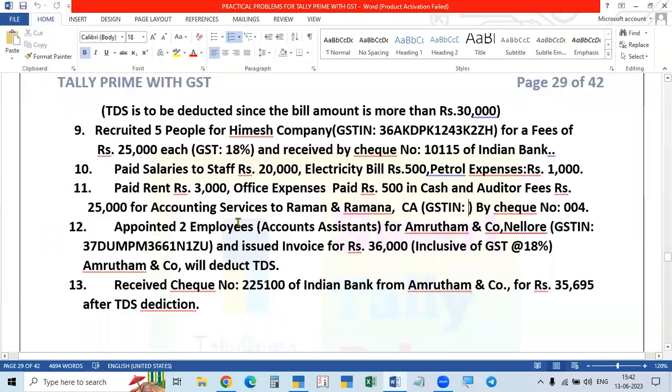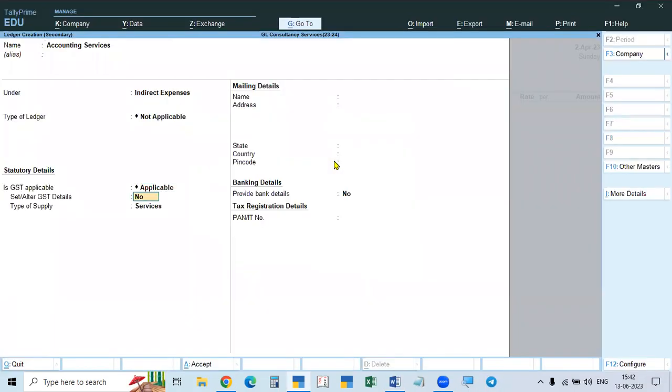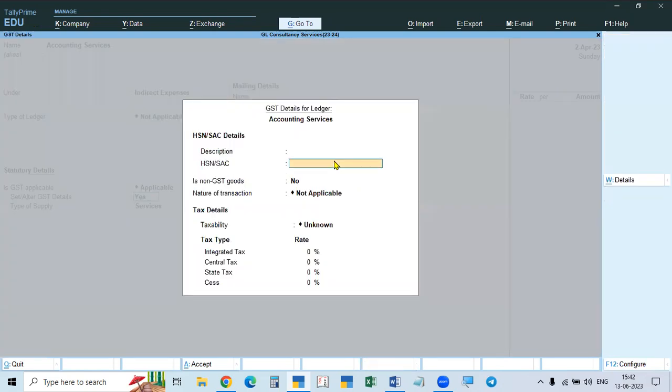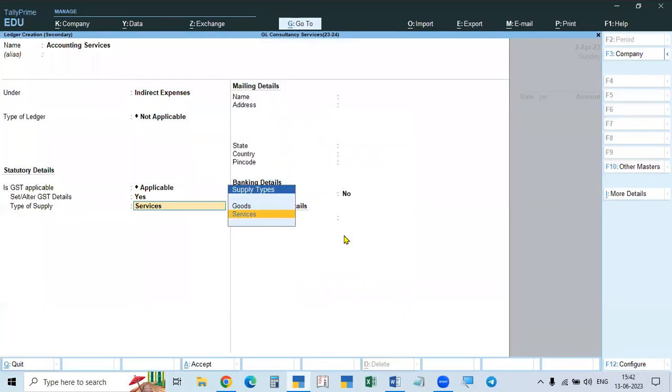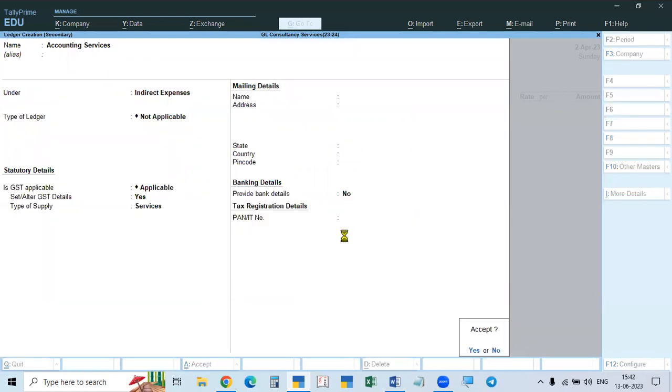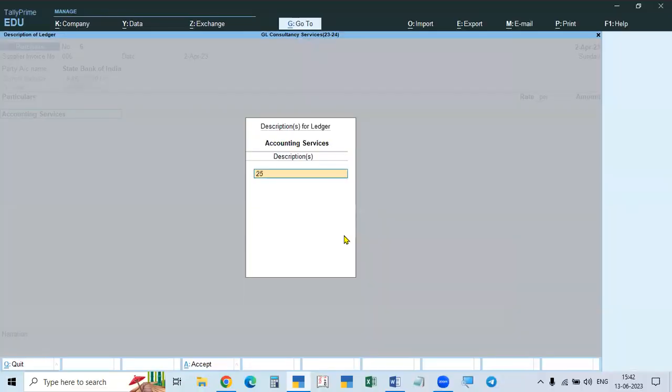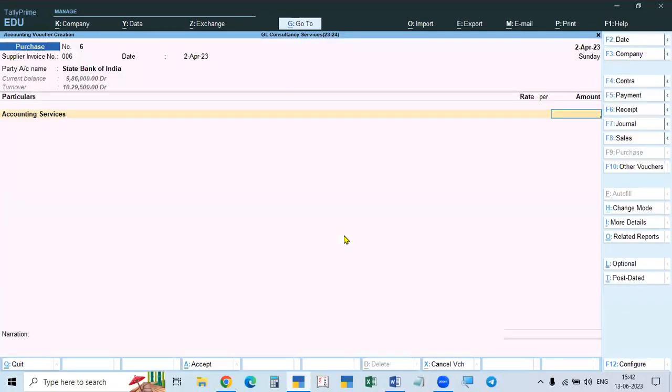Accounting services. So it is our indirect expense only, in this case. So tax is available here, so in this case, applicable. What is the tax rate? Tax rate for all services is mostly 18% only, except GTA transport. So it is also a service. And how much is the amount? Amount is 25,000 rupees. Description, you can give audit fees. So 25,000 rupees we paid.